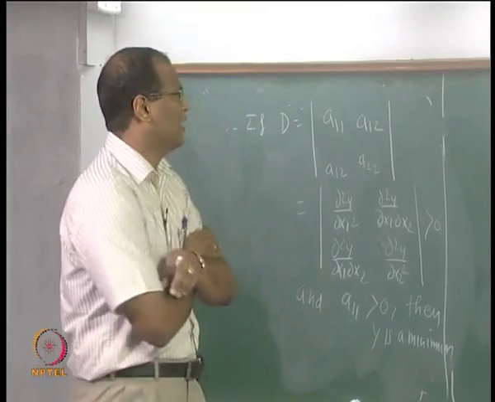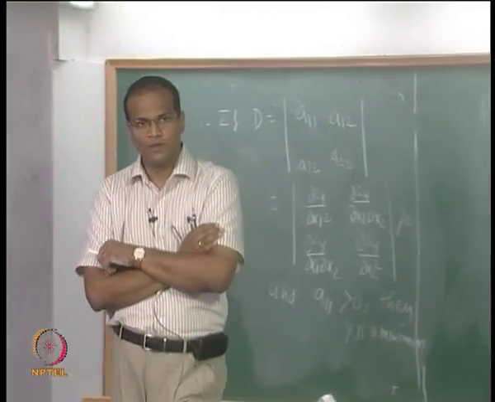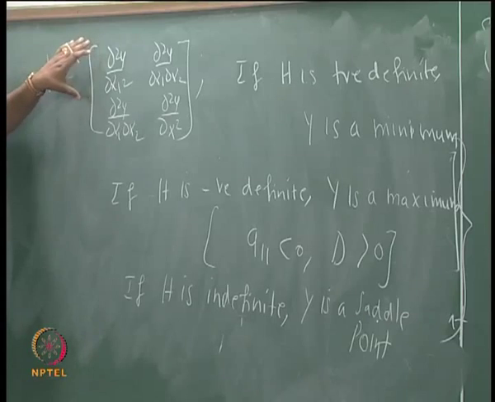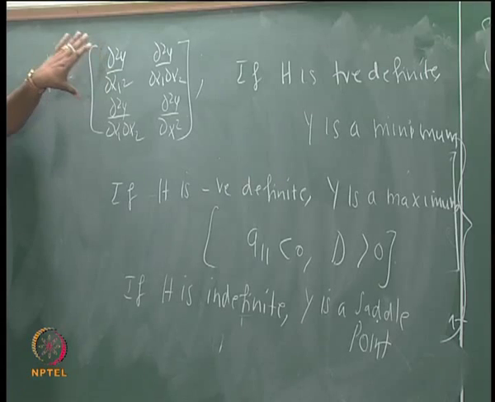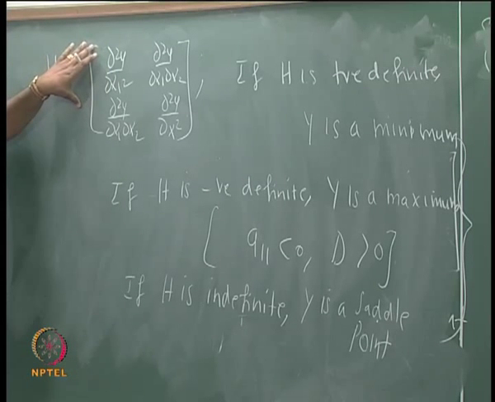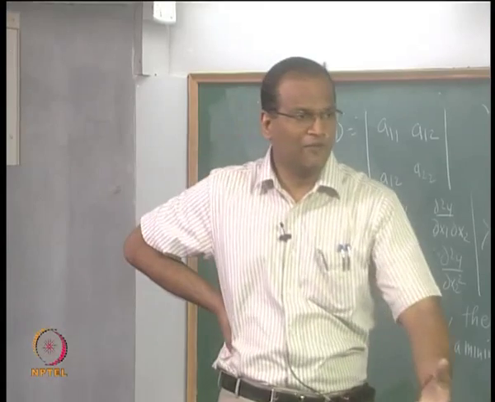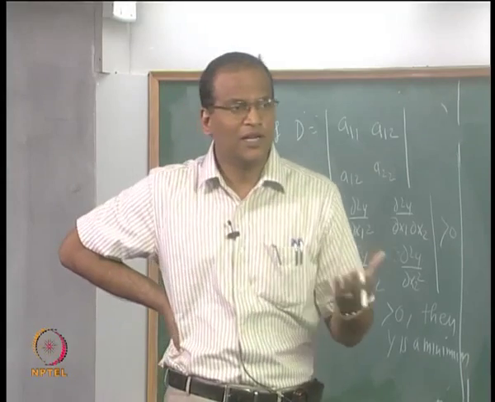There is one more way of looking at it. You have the Hessian matrix of the second order partial derivatives. If you find the eigenvalues of the Hessian matrix, if all the eigenvalues are positive, then it is a positive definite matrix. If all the eigenvalues are negative, it is a negative definite matrix. If some values are greater than 0 and some less than 0, it is indefinite.